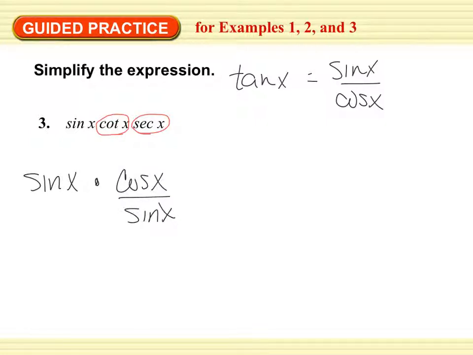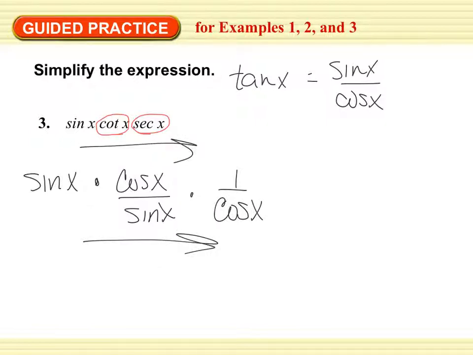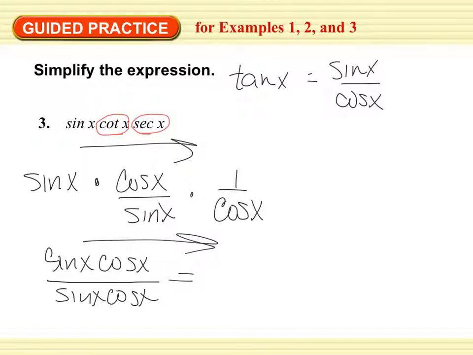And then secant is 1 over cosine x. Multiplying, you multiply across the top and the bottom. Sine x, cosine x, 1 over sine x, cosine x. Everything canceled, and that simplifies to 1, which is almost magical, isn't it?